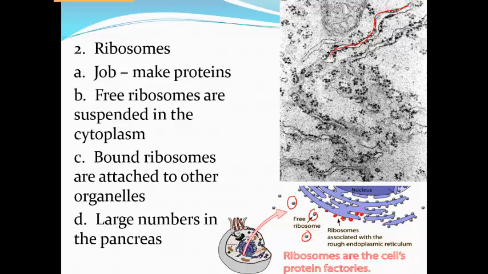There's a large number of ribosomes specifically in the pancreas. The pancreas has an important job of helping to make proteins. That's why we see so many of them in your pancreatic cells.